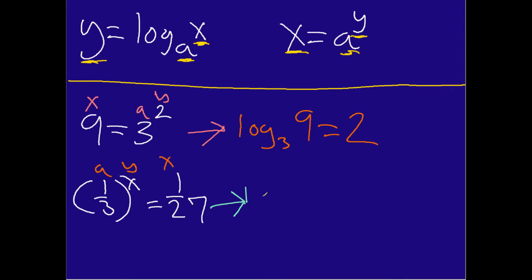All right. So following that, I should have log, let's see here, 1 over 3 should be the thing right here at the bottom, and then 1 over 27 is going to be right here, and it should equal x, like so. So you can see how this just gets pretty wild at times, with all these different things going on at the same time.